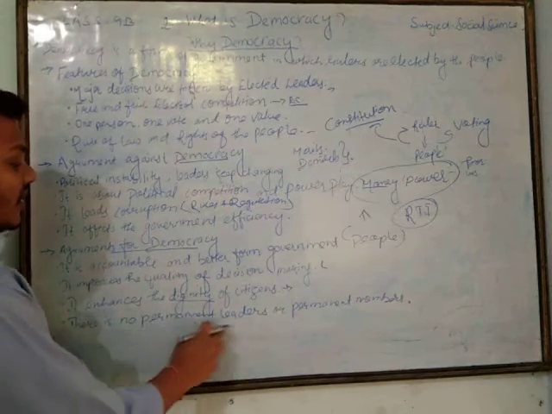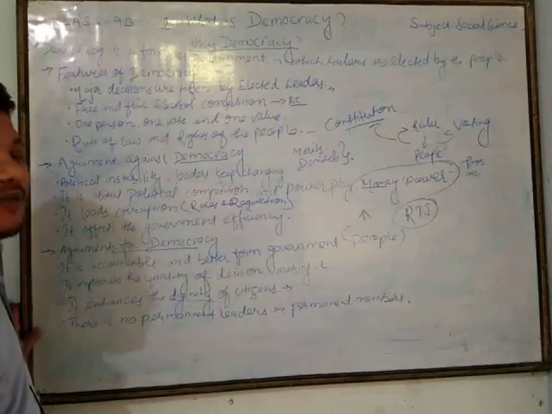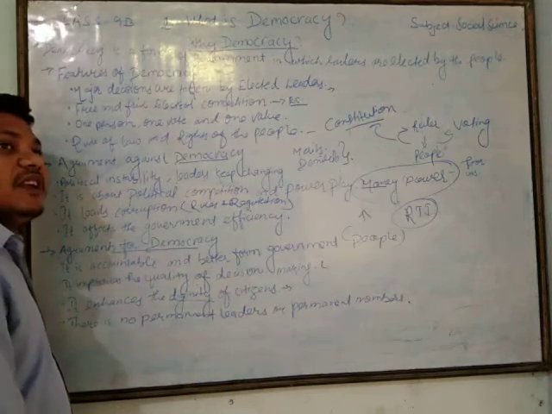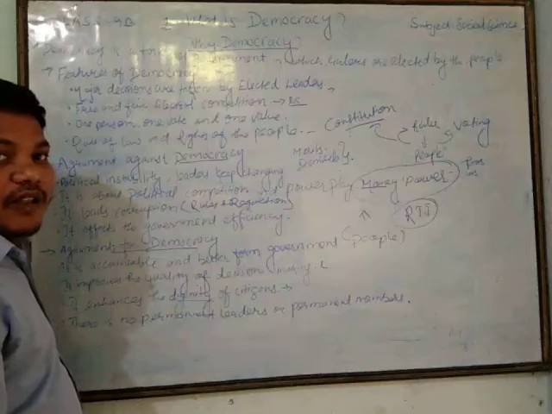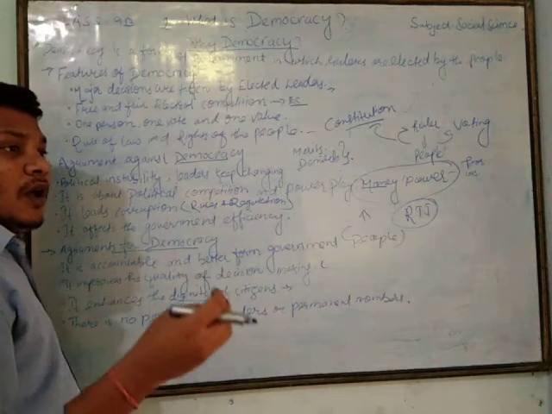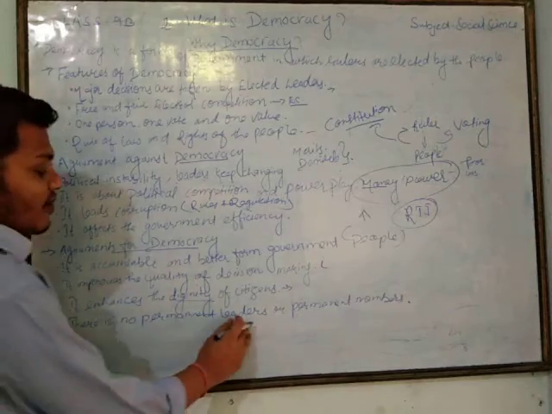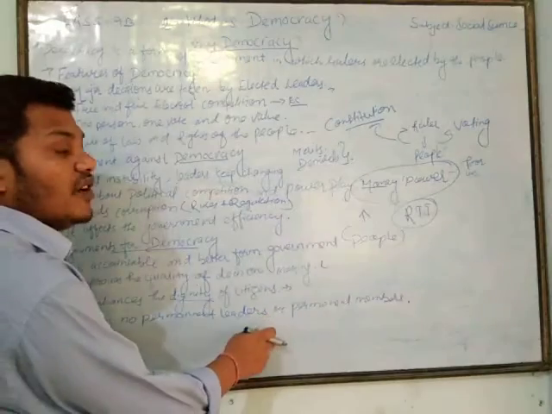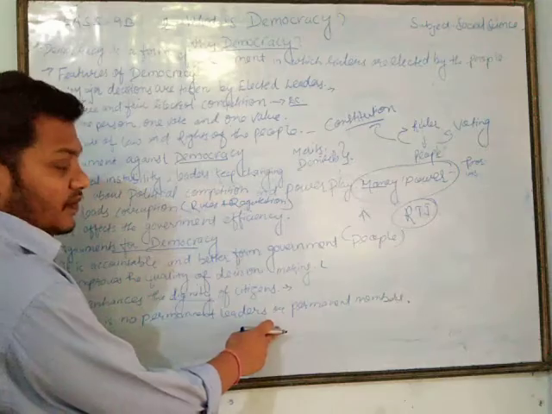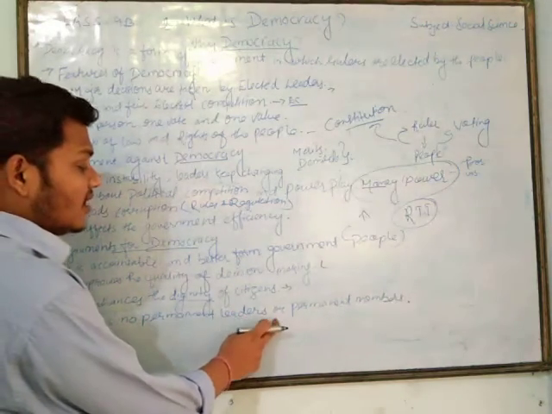There is no permanent leader or permanent members. Sometimes, if leaders are elected permanently, they can misuse their power. They can violate the rules and regulations of the constitution. So there is no permanent leader. After 5 years, each and every leader has to go. In each and every election, the leaders have to go.